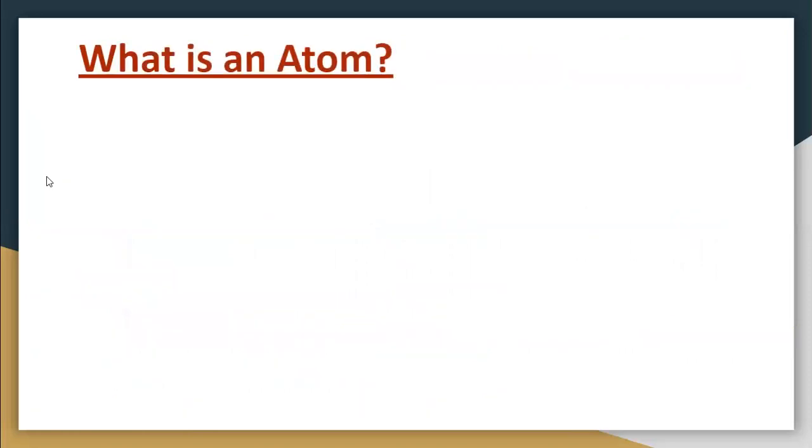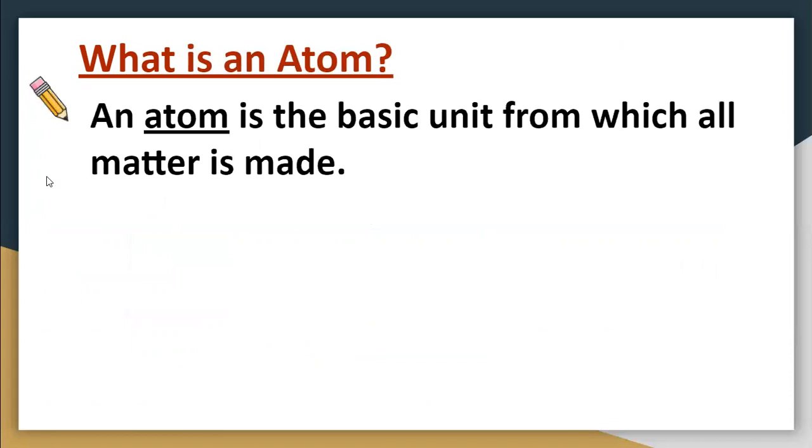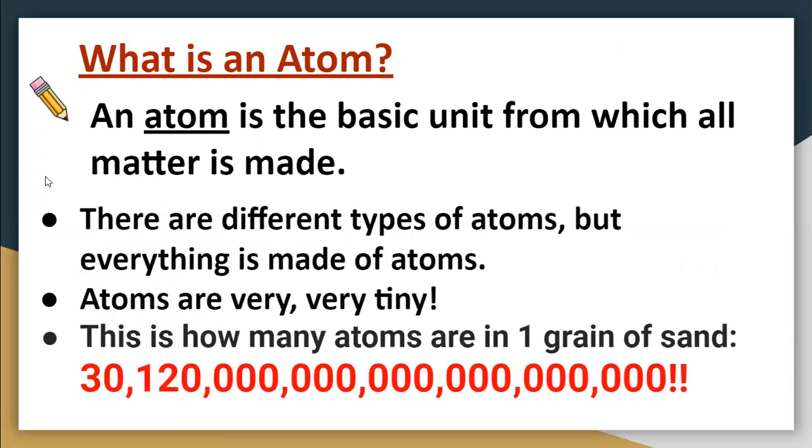What is an atom? An atom is the basic unit from which all matter is made. There are different types of atoms, but everything you can think of is made of atoms. And atoms are very, very tiny. They are so tiny that this is how many atoms are in 1 grain of sand. I don't know what that number is, but it's huge, right? I'll let you figure that out on your own. But it's a very, very huge amount of atoms in 1 single grain of sand. That's how small they are.